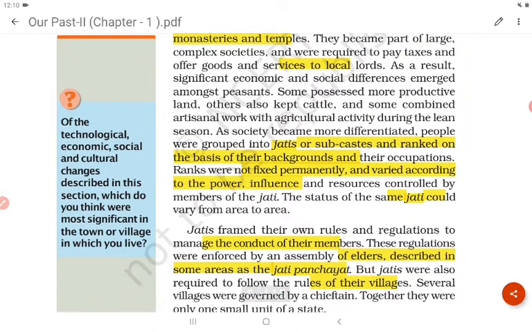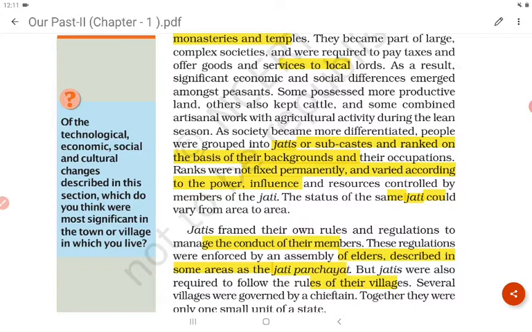As society became more differentiated, people were grouped into jatis or subcastes and ranked on the basis of their backgrounds and their occupations. Ranks were not fixed permanently and varied according to the power, influence, and resources controlled by members of the jati. The status of the same jati could vary from area to area.